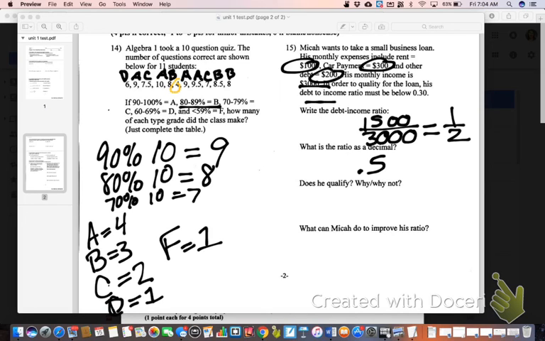And does he qualify? It says his debt to income ratio must be below 30 hundredths. So no, he does not qualify because 0.5 is greater than 0.30. What could he do to improve his ratio? You could have done a lot of things for this answer. You could say he could get a better job to make more money. You could say he could get rid of his car so he doesn't have a car payment anymore, or find a cheaper place to live. All kinds of stuff like that would have been acceptable. I took a lot of different answers, but anything that would lower his expenses or raise his income would work.